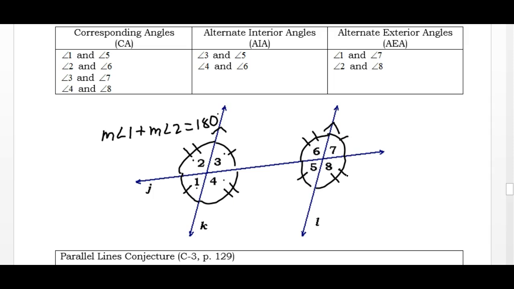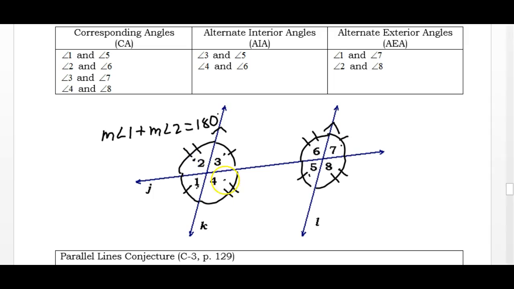So if we look at this, we have 8 different angles here, but there's only really going to be 2 different answers. My answer for angle 1 will also go to angle 3 because it's vertical, and angle 5 because it's corresponding, and angle 7, that's alternate exterior, and then 3 and 5, alternate interior. All 4 of those numbers, 1, 3, 5, and 7, would have the same measurement. And then the same thing for 2.